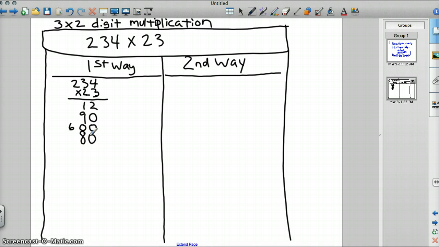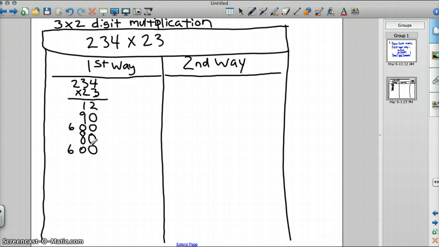Then I have 20 times 30. Not 20 times 3, but 20 times 30. And 20 times 30 is the same thing as 2 times 3, but they each have a 0 at the end. They're both in the tens column. How many zeros do we have? We have 2. So you're going to add 2 zeros. So 3 times 2, add 2 zeros, is another 600.